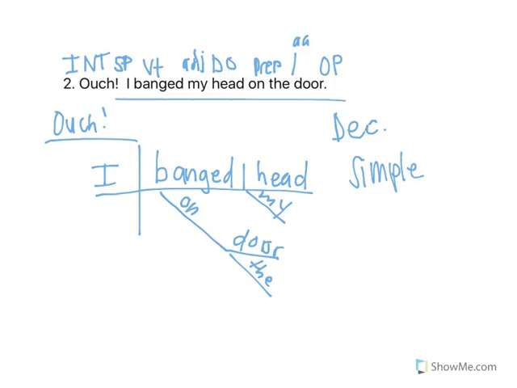I banged my head on the door. You almost want to think of the interjection, ouch, as completely separate from the normal grammatical structure. So even though there is this separate clause, ouch, an interjection doesn't really mess with the structure of the sentence, and it's still going to be a simple sentence.